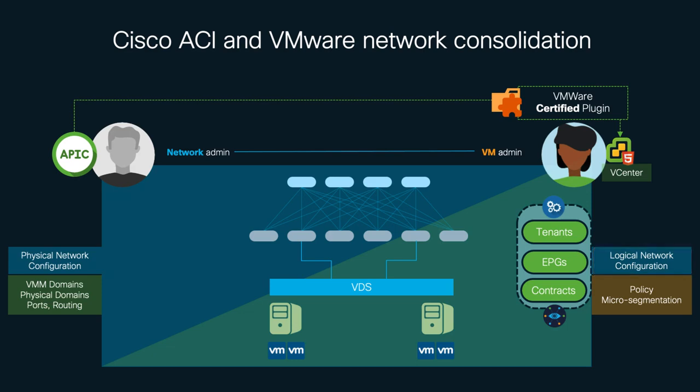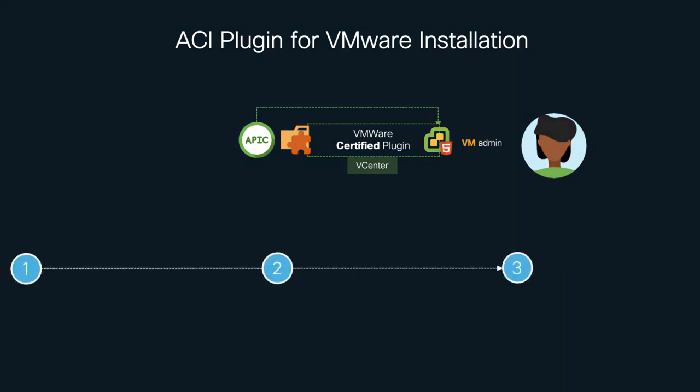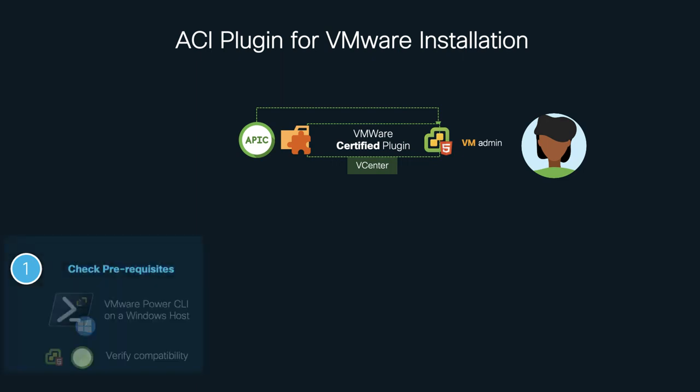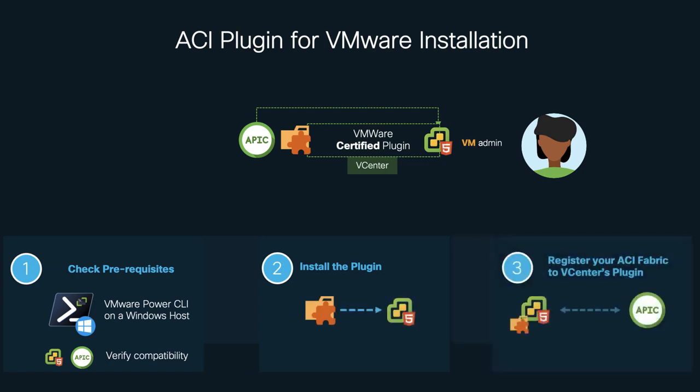In this video, I'll install the new HTML5 ACI plugin in vCenter and show you the benefits of running it. To install it, we will follow 3 simple steps. First, we will check that all the prerequisites are covered. Second, we'll install the plugin. Third, we will connect the plugin on vCenter to our ACI fabric. Okay, let's start with step 1.